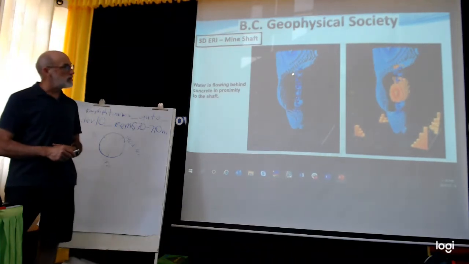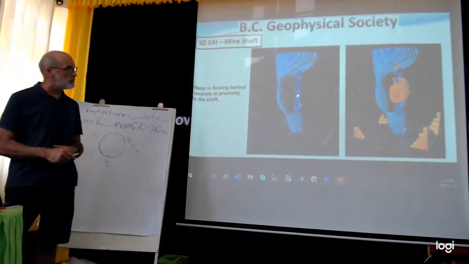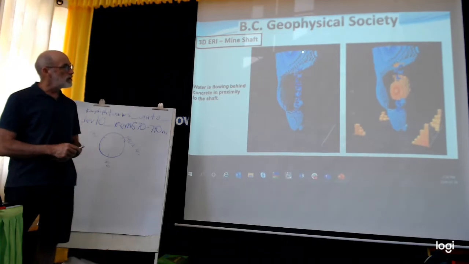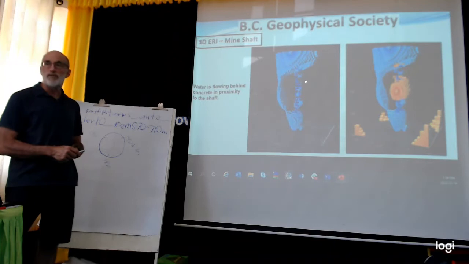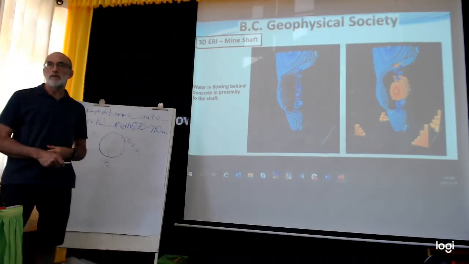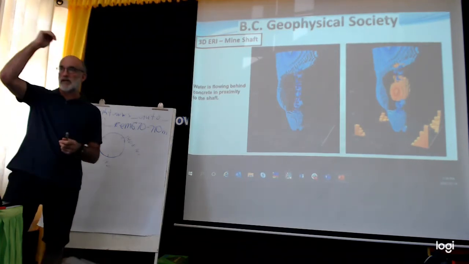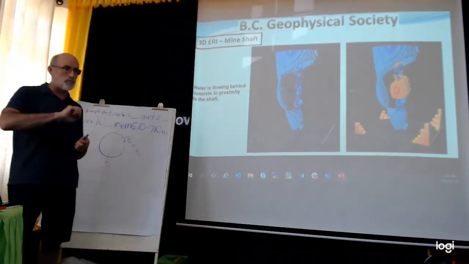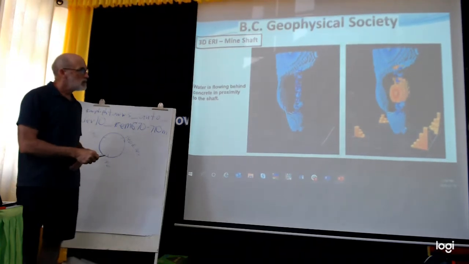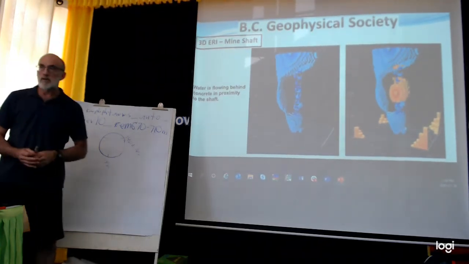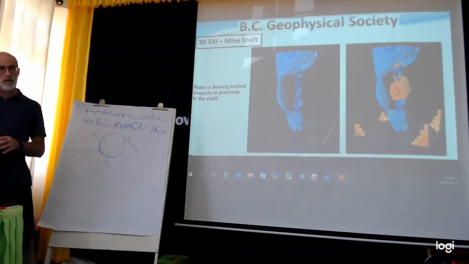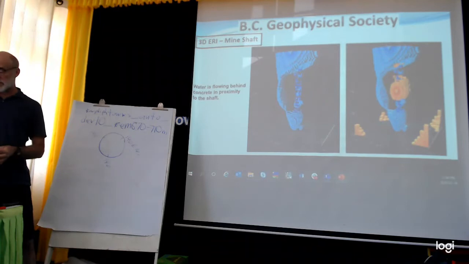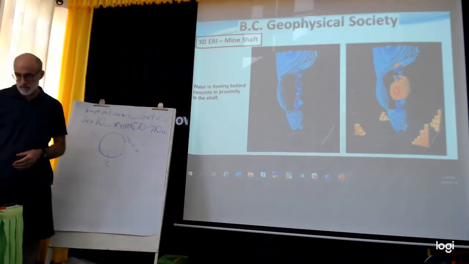And this is the one that's only 400 feet deep. So 120 meters. And this is where water was coming through the concrete into the shaft. So they went down into the shaft and they drilled small holes and pumped concrete in. And that stopped the water from coming into the shaft.